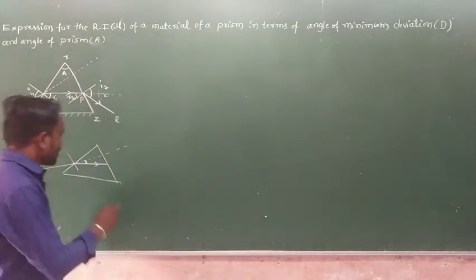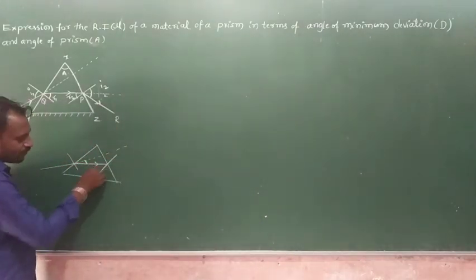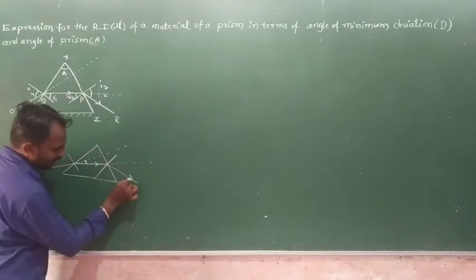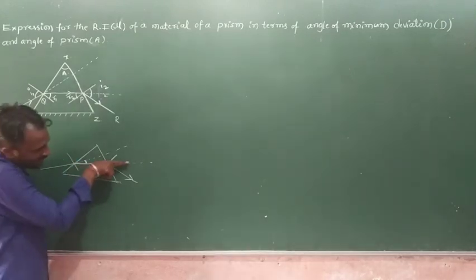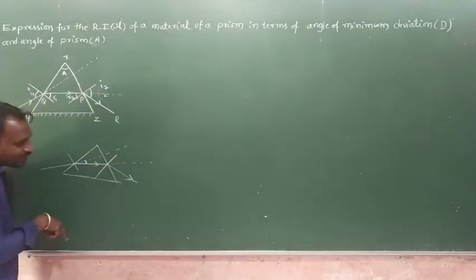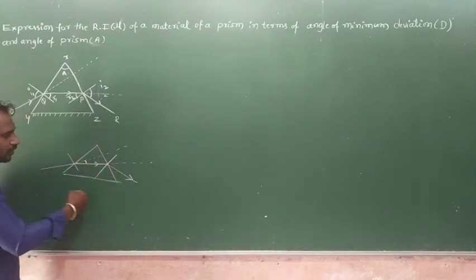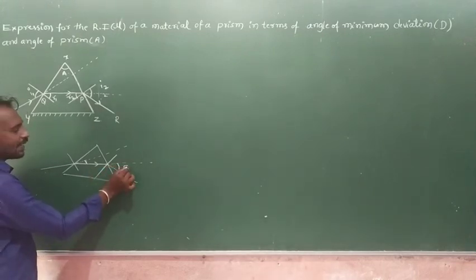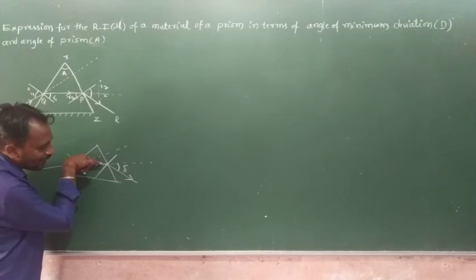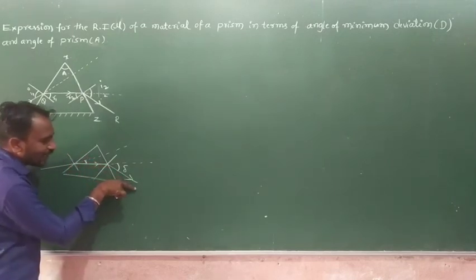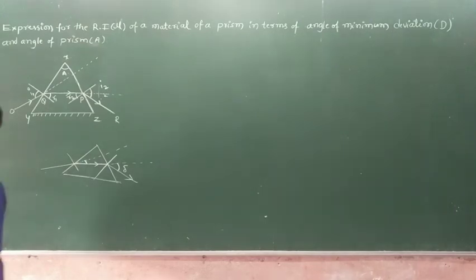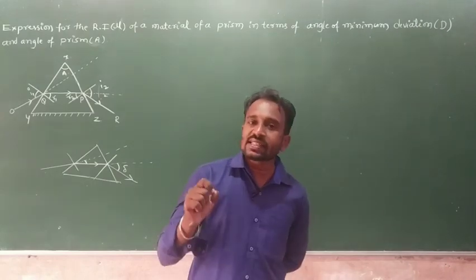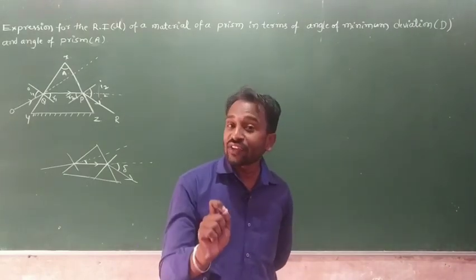Another one here: suppose we consider this one as the incident ray, this one is a normal, this one is the extended incident ray, and here we consider a refracted ray. So here the refracted ray is nothing but the emergent ray. Here the angle between the extended incident ray and the refracted or emergent ray is what we consider the angle of deviation.